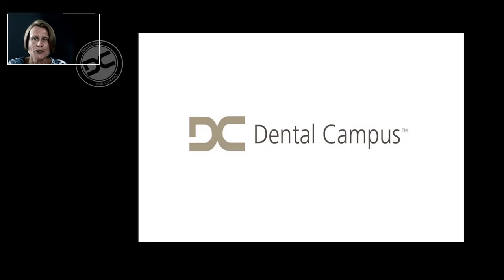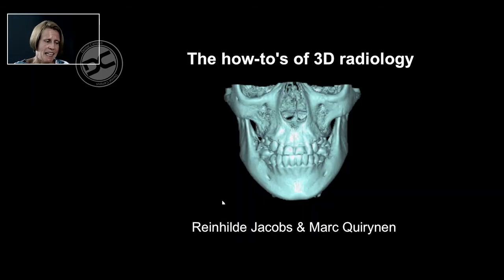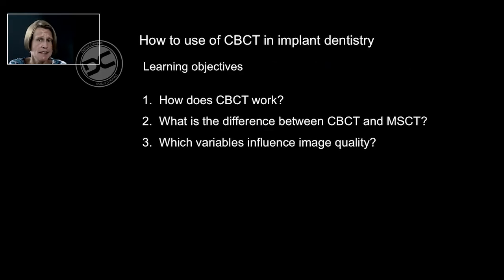This is a module on the how-tos of 3D radiology. And the present lesson focuses on how to use CBCT in implant dentistry. Our present learning objectives are: how does CBCT work? What is the difference between multi-slice CT and cone beam CT? And in the third place, which variables influence image quality in cone beam CT?